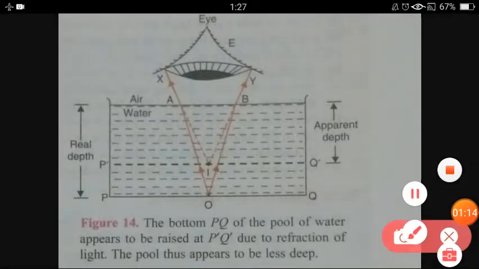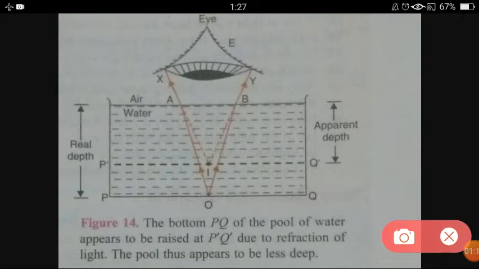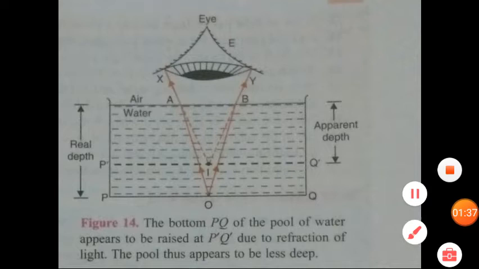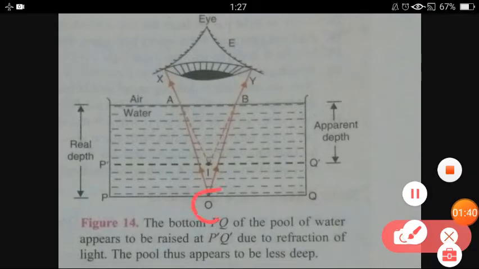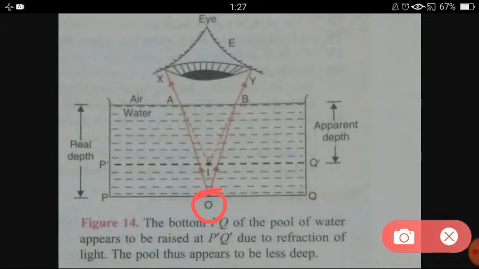So here in front of you, you have one pool, and this is the upper surface of the pool. From this surface, the bottom, this one is the bottom, it has the real depth. This much is the real depth. But now let's see what happened here. Suppose there is one point O at the bottom of this pool. From point O we can see that two rays are going out, OA and OB. Those rays are traveling inside the pool, in the liquid.